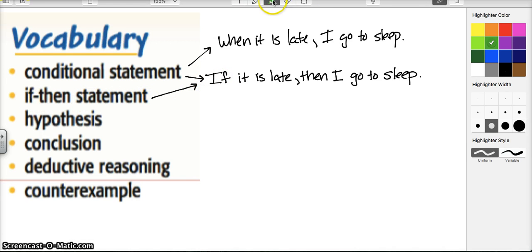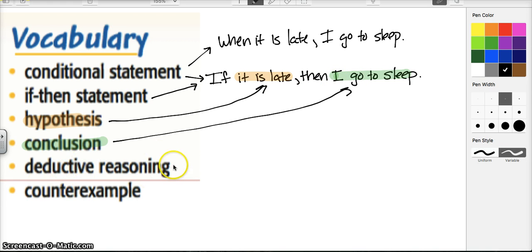Now the thing about conditional statements is that they have two parts. One part is the hypothesis, it is late. The other part is the conclusion, I go to sleep. So the hypothesis is usually the part that comes right after the word if, and then the conclusion comes after the word then.